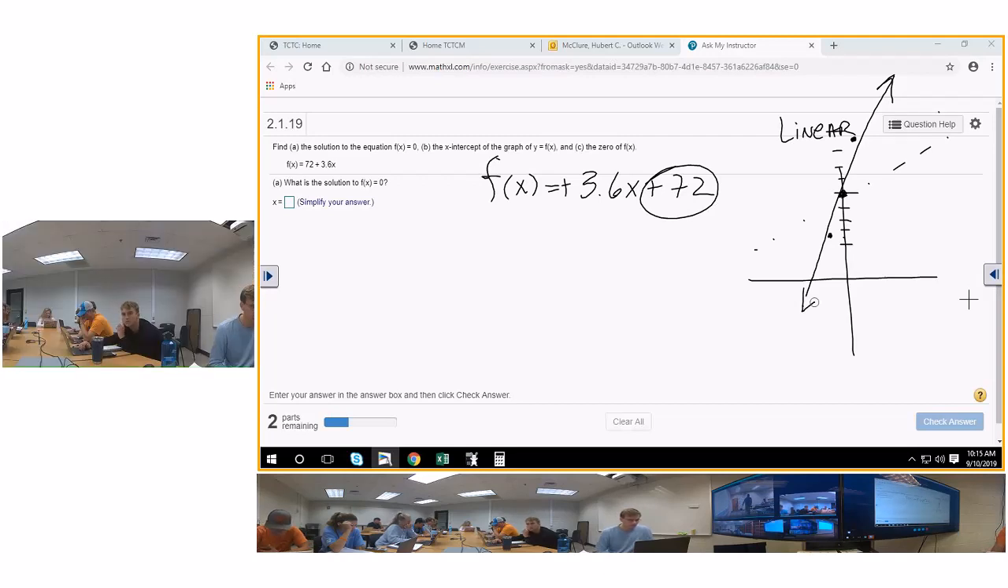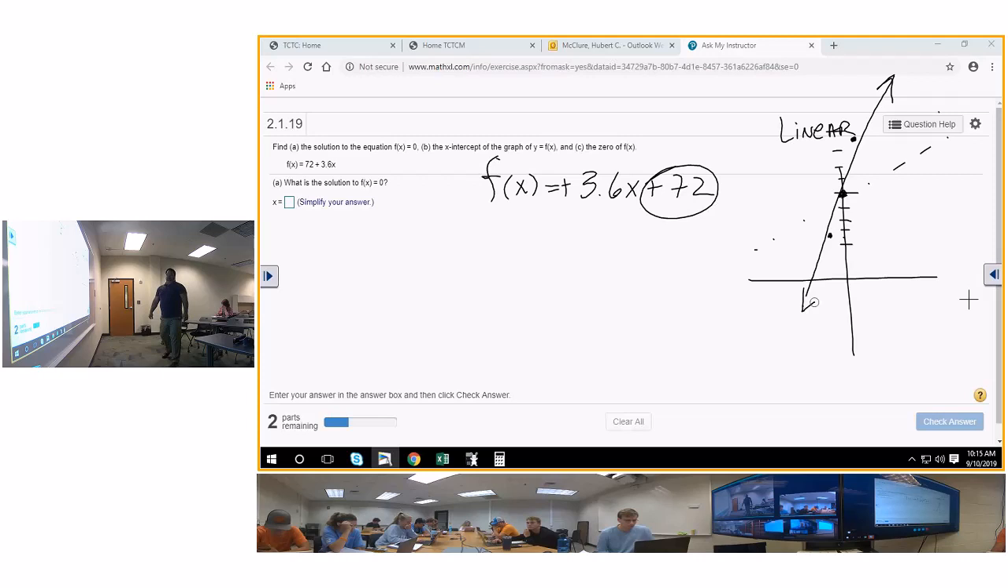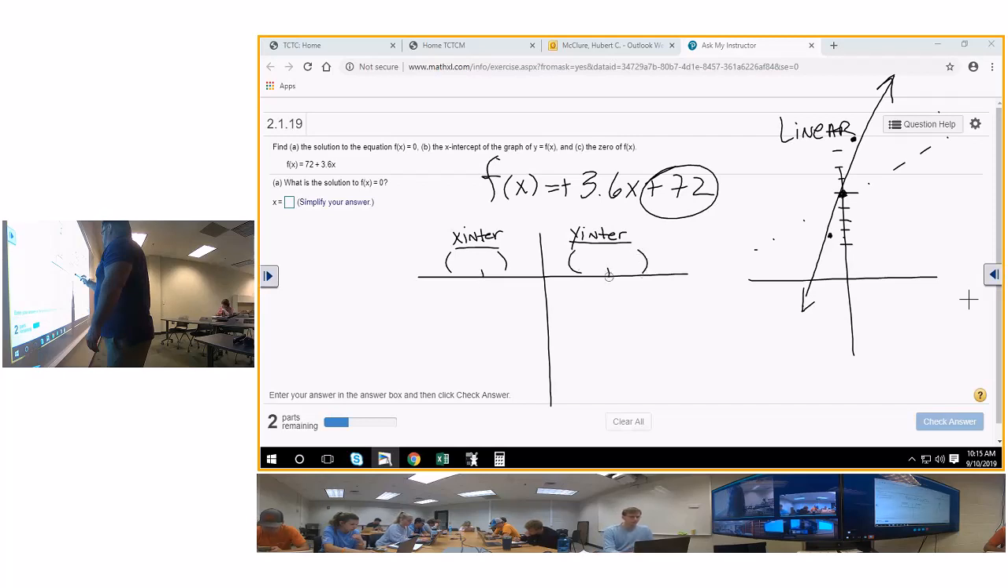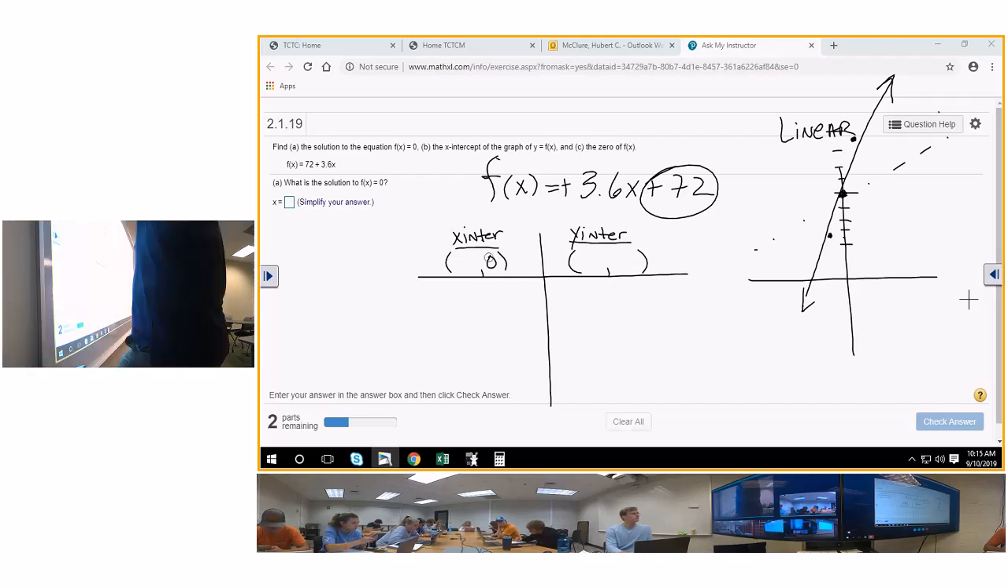Now, what if I want to find my x-intercept? Well, you draw a table. X-intercept, y-intercept. What's the rule about the x-intercept? The x-intercept. What is the rule about the x-intercept? What's always 0? What's the rule about the y-intercept?